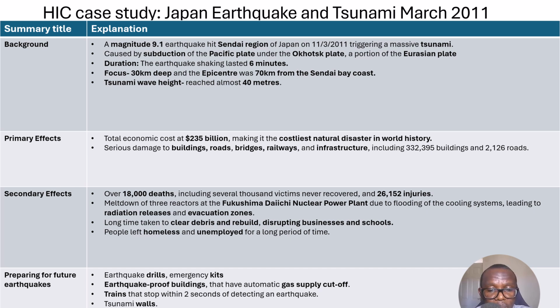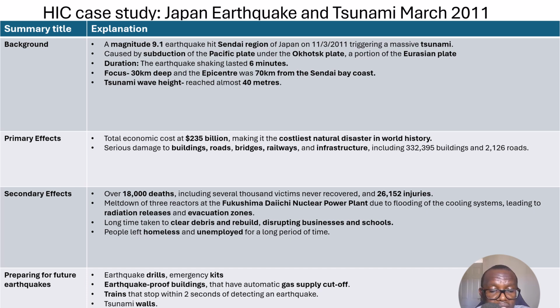Okay, so what were the primary effects then? So the total economic cost was $235 billion, and that made it the costliest natural disaster in world history. And there was serious damage to buildings, roads, bridges, railways, and infrastructure. So the number of buildings that were destroyed was over 300,000, and over 2,000 roads obviously were also destroyed.